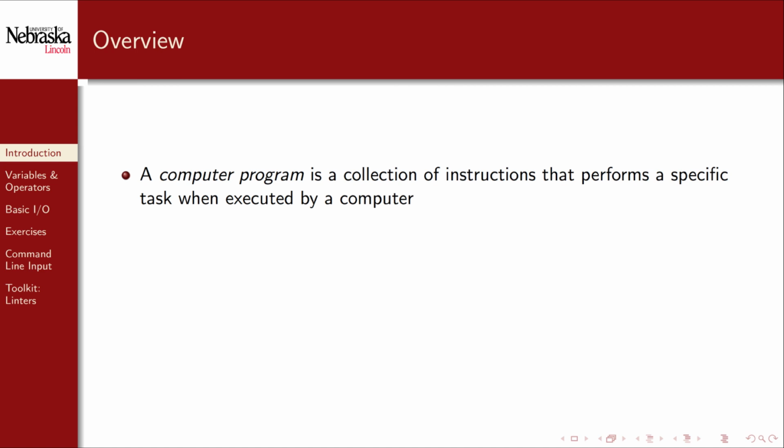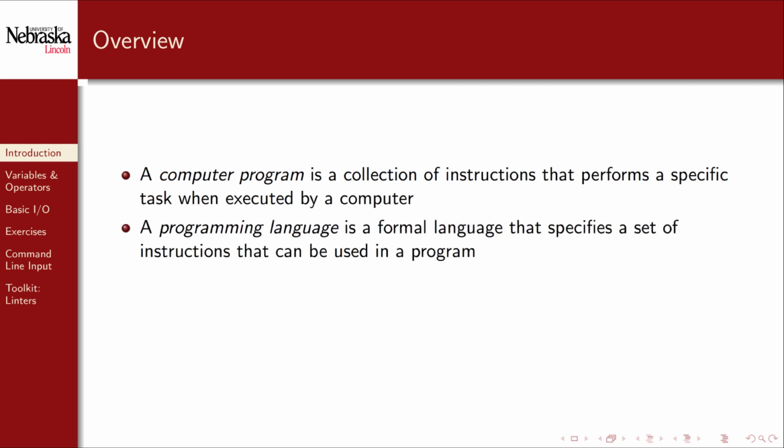A lot goes into modern complex computer systems: software engineering, systems architecture, design, programming, testing, and more. However, at the core of this complexity is the simple computer program. A computer program is simply a collection of instructions that performs a specific task when executed on a computer. A programming language is a formal language that specifies a set of instructions that can be used in a program.